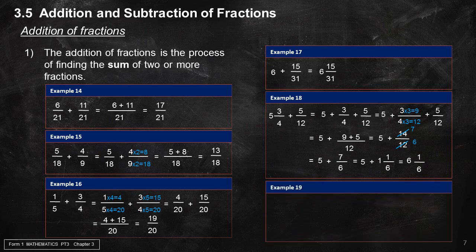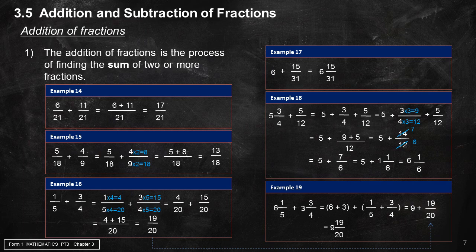Example 19. 6 over 5 plus 3 over 4 equals 6 plus 3 plus 1 over 5 plus 3 over 4 equals 9 plus 19 over 20 equals 19 over 20.